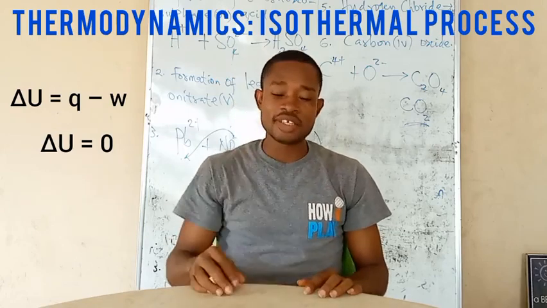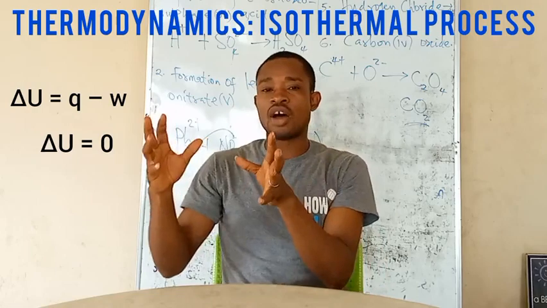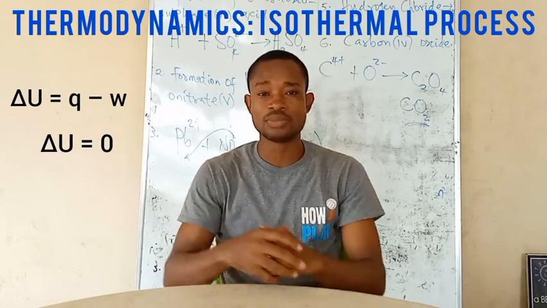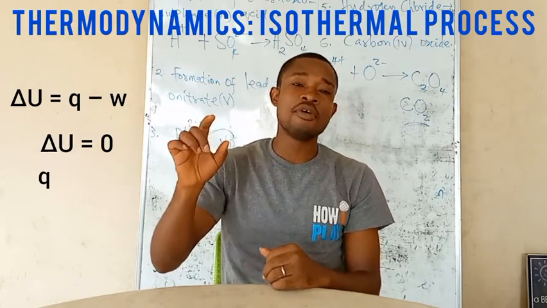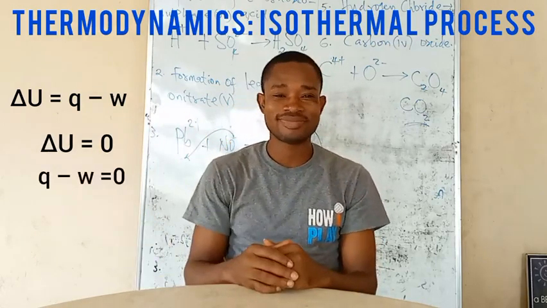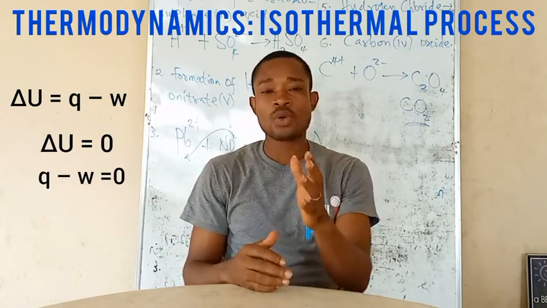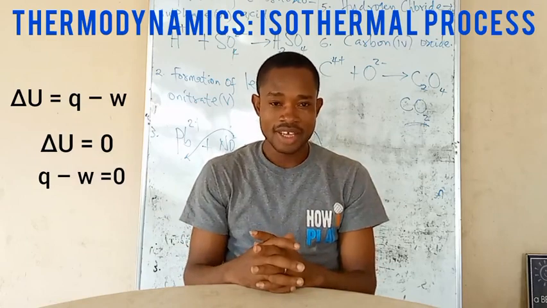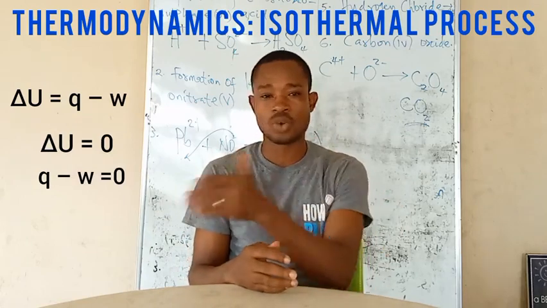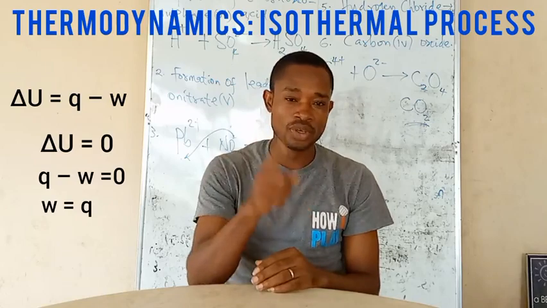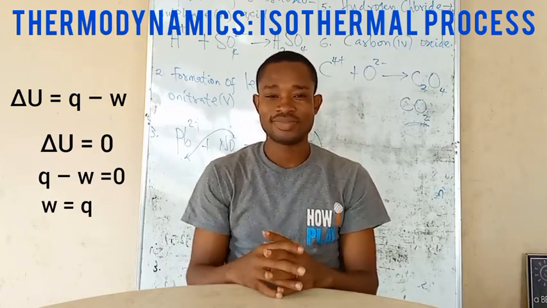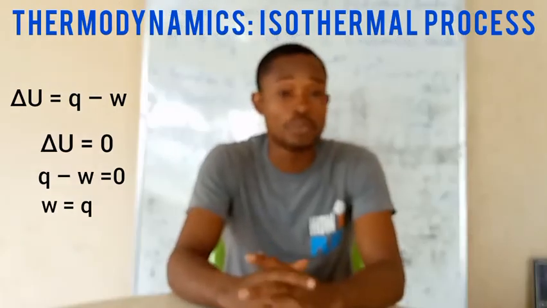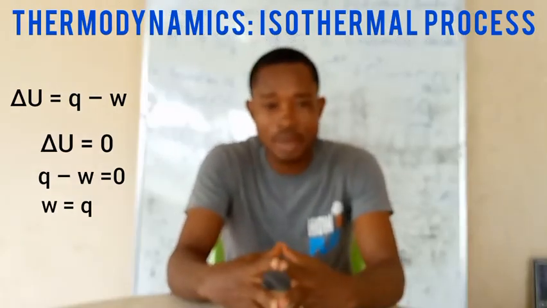0. Now if that is true, the first law of thermodynamics formula, which is delta U equal to Q minus W, will now become 0 equal to Q minus W. And now, if we have 0 equal to Q minus W, how about I move W to the other side of the equation? Then you will see clearly that W is equal to Q. W is equal to what? Q. Now what we want to do is to establish a formula for calculating W, that is work done in an isothermal process.